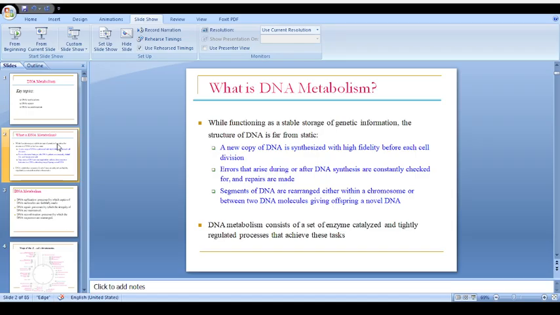And in order to bring new combinations of phenotypes, the DNA containing the genes has to be rearranged within the chromosome, and the segments of both parental genes are exchanged to provide a novel form of DNA to the offspring.